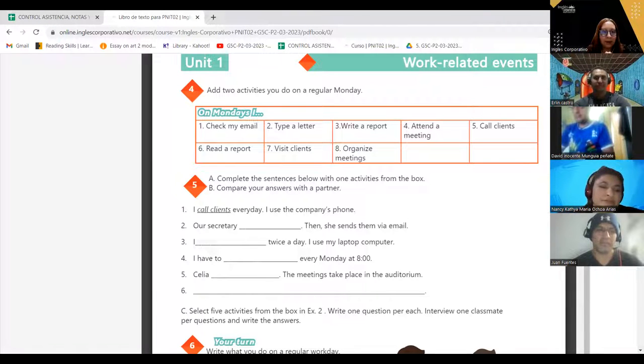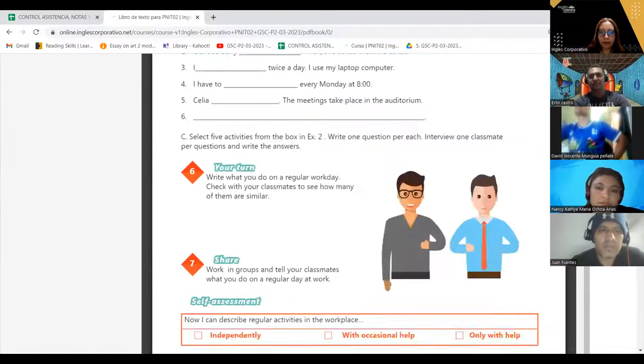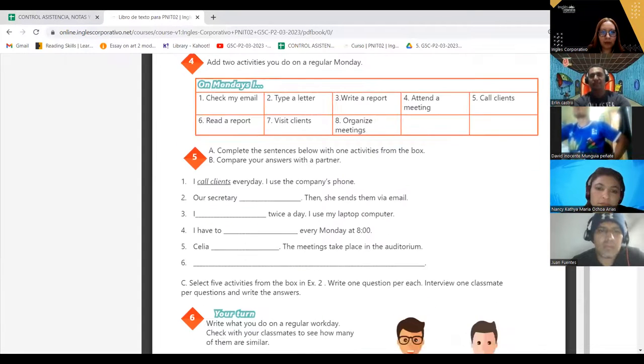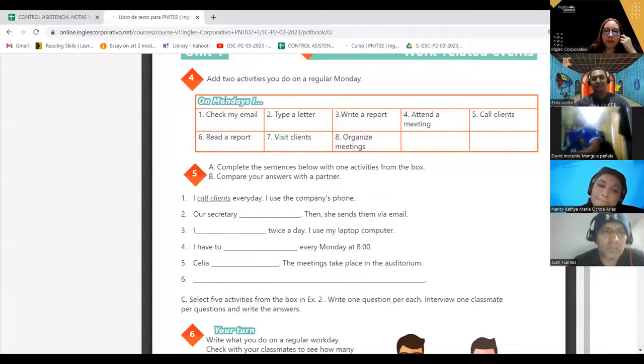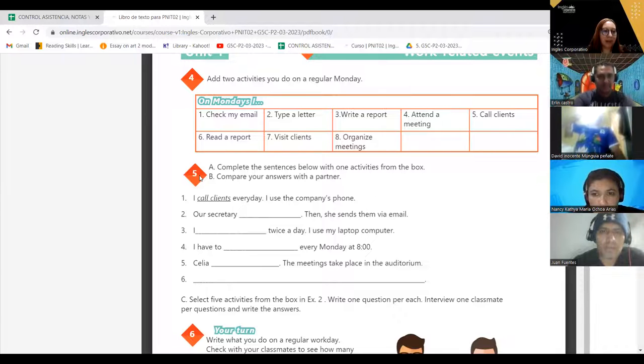Good. So, we're going to check this. This is page number 10. So, two activities you do on a regular Monday. For example, on Mondays, I organize meetings. This is my life. On Mondays, I organize meetings. And then in the afternoon, I attend the meetings. En la mañana las organizo, en la tarde las asisto a ellos, right?